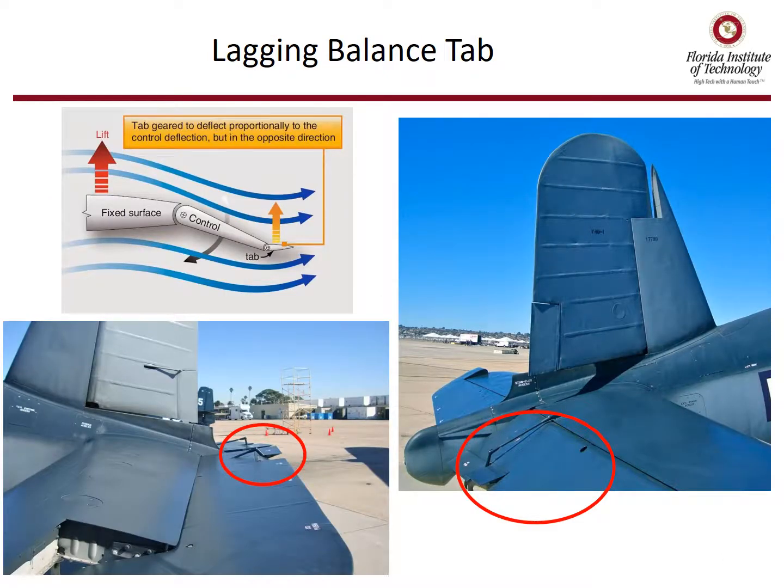In some aircraft, they can sacrifice a little bit of stability margin to gain more maneuverability, and so they do use lagging balance tabs. Here's an example in the F4U Corsair. The tab is geared to deflect proportionally to the control deflection, but in the opposite direction. Both elevator up and elevator down are shown, and you can see how the tab does indeed deflect in the opposite direction.